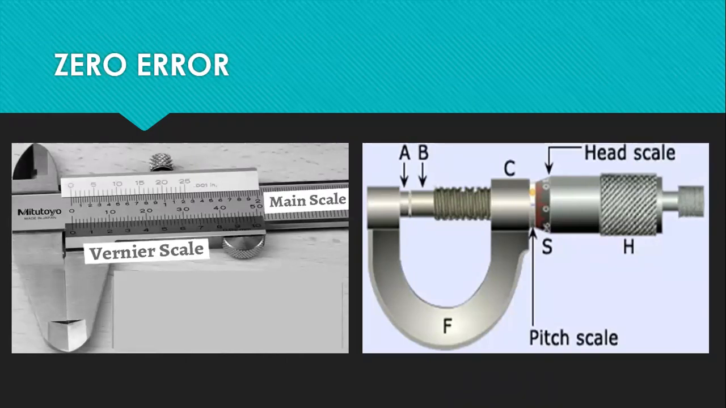So when does the instrument not have a zero error? There are two pictures in front of you. The picture on the left is of a vernier caliper, and on the right is a screw gauge. Whenever you go to the physics lab and a vernier caliper and screw gauge are handed to you, the first observation that you take is zero error.